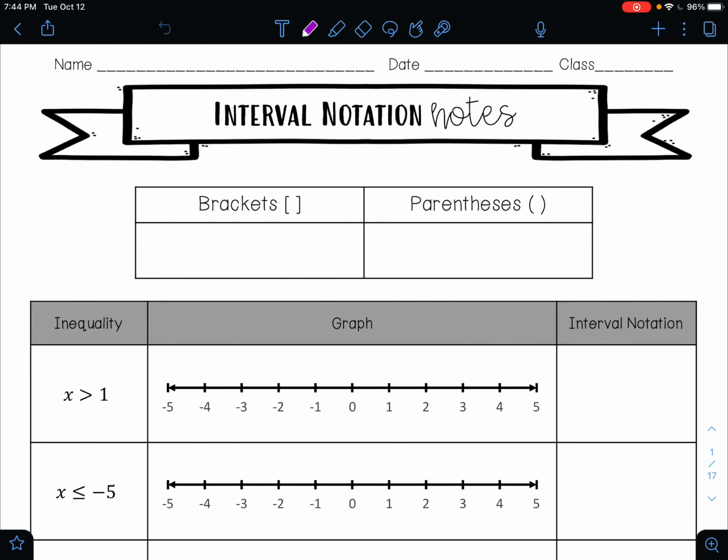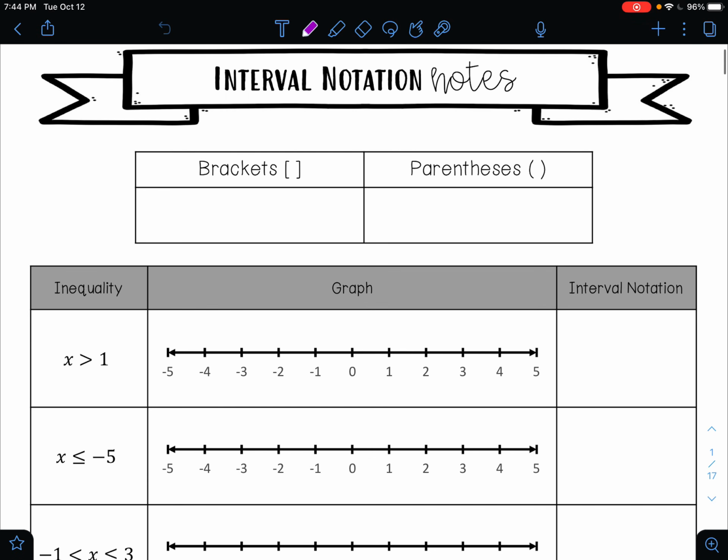In this video, we are going to learn about interval notation. So we had previously talked about using braces. Remember, braces are these curly things right here. And we use these when we were finding domain and range when we had a graph of just points. But what happens when we have a graph of lines?